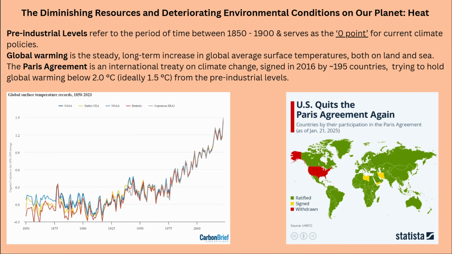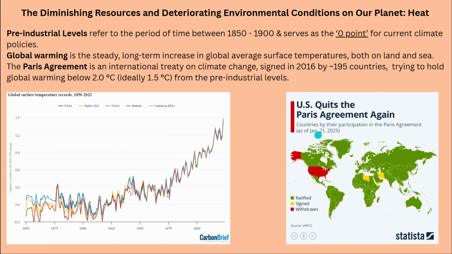As we stated in the last slide, governments from around the world have noticed this and have tried to address this issue. One of the many things they have done is create an international treaty to try to keep temperatures below 2 degrees Celsius, or idealistically 1.5 degrees Celsius. And this is known as the Paris Agreement, which was signed in 2016 by roughly 195 countries. Unfortunately, due to the Trump administration, on January 27th, 2026, the US will withdraw from the Paris Agreement again for the second time. And that's what this second figure is showing us here.